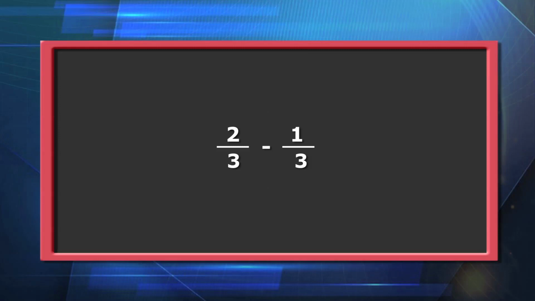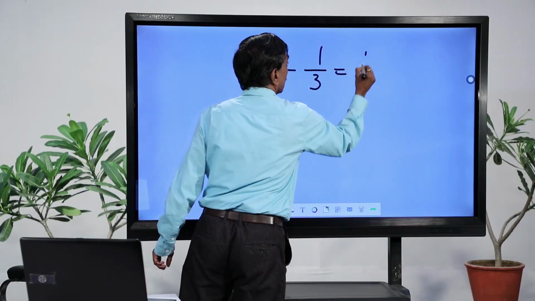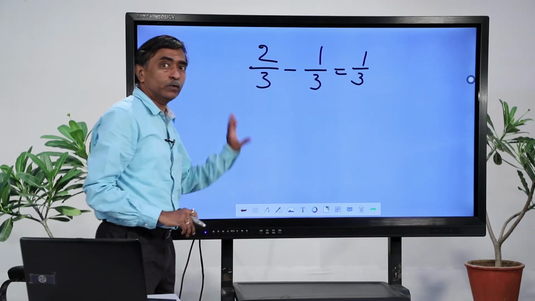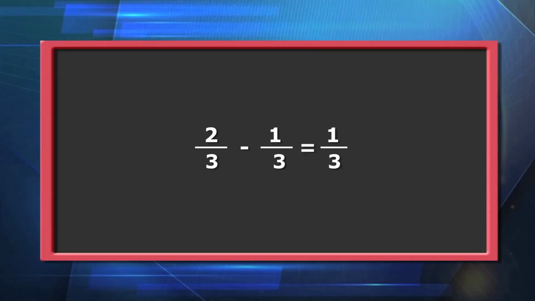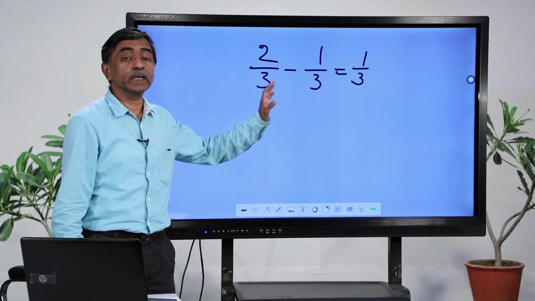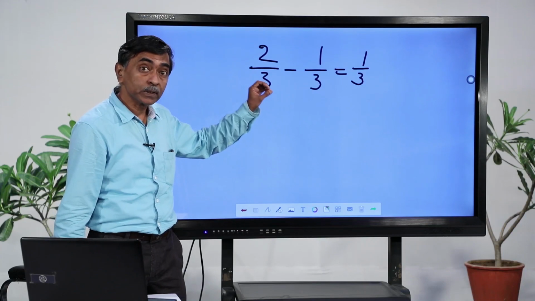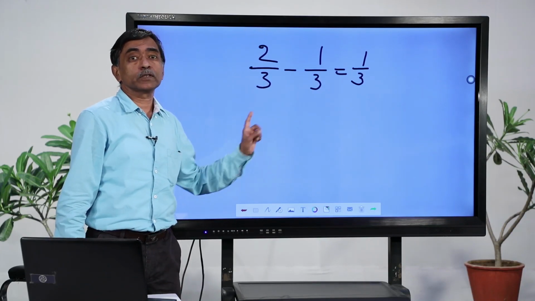When I say 2 by 3 minus 1 by 3, what do you get here? I get 1 by 3 again. Try out different rational numbers, negative rational numbers, positive rational numbers, and take lots of pairs and try to subtract them. You will always find that you are getting a rational number there. So, we say that rational numbers are closed under the operation of subtraction.